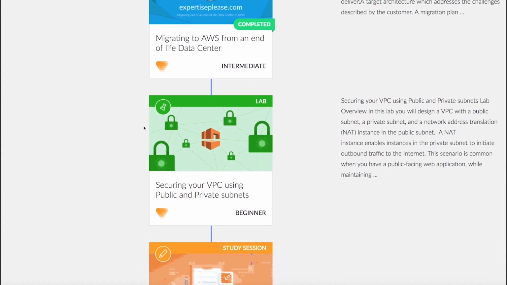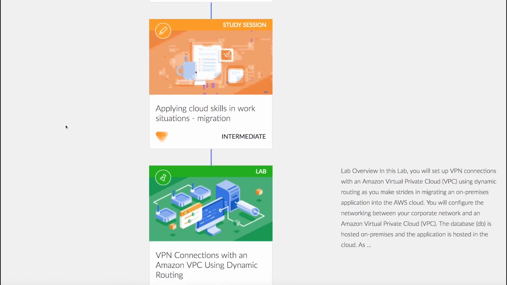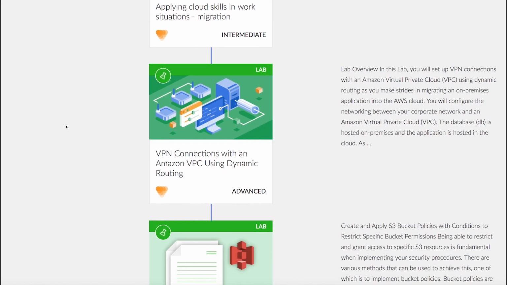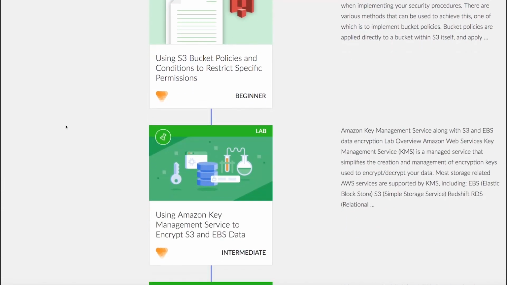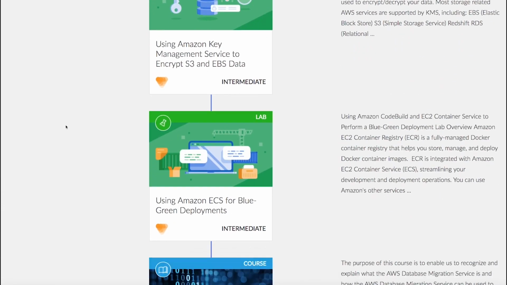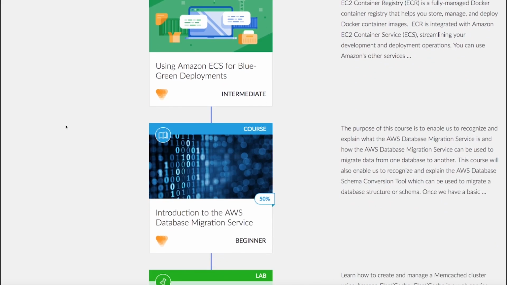We then get hands-on with a series of practical labs that introduce us to some of the AWS services we used in our design. We then close out the learning path with an introduction to the database migration service, which is a very useful service if you're looking at migrating from one database to another.